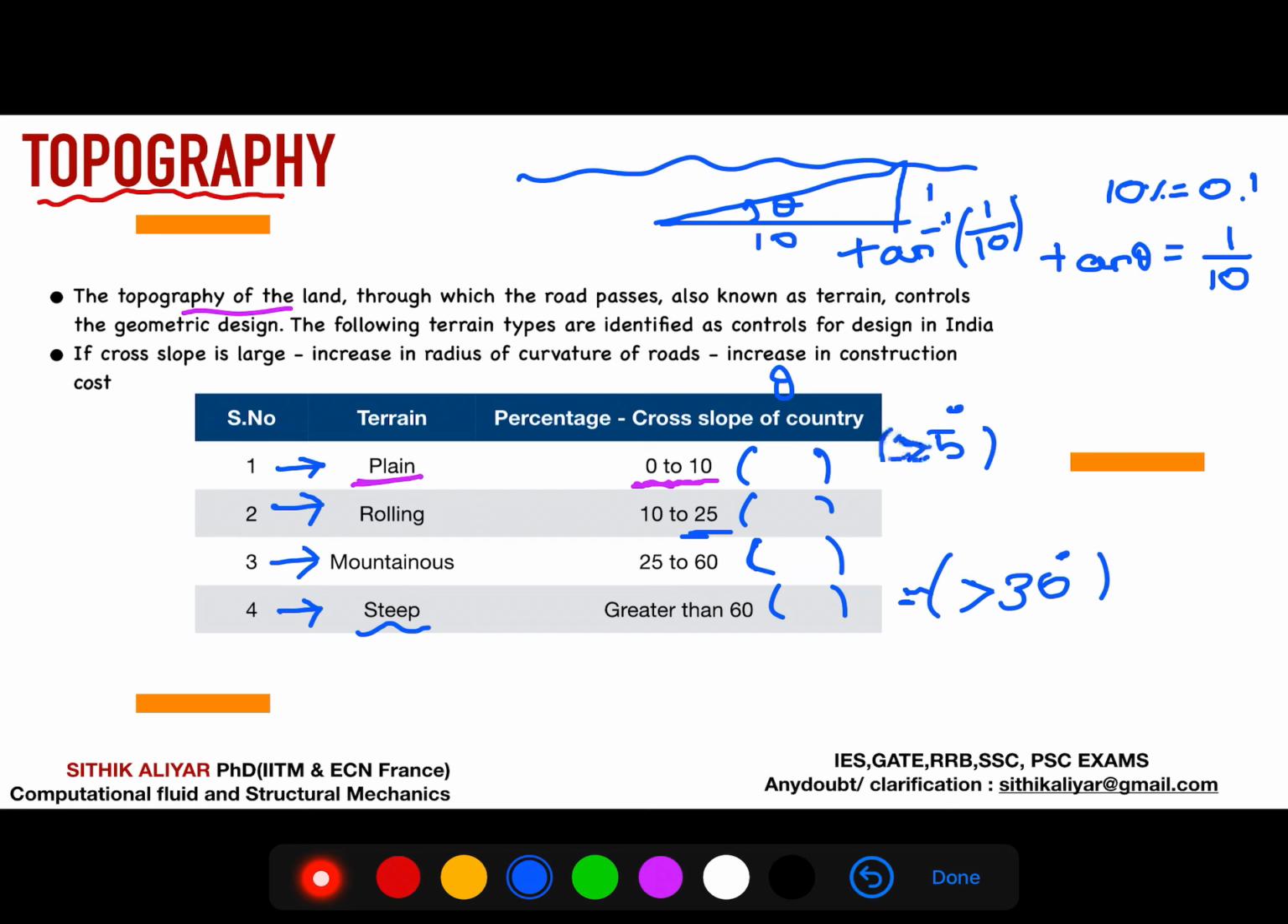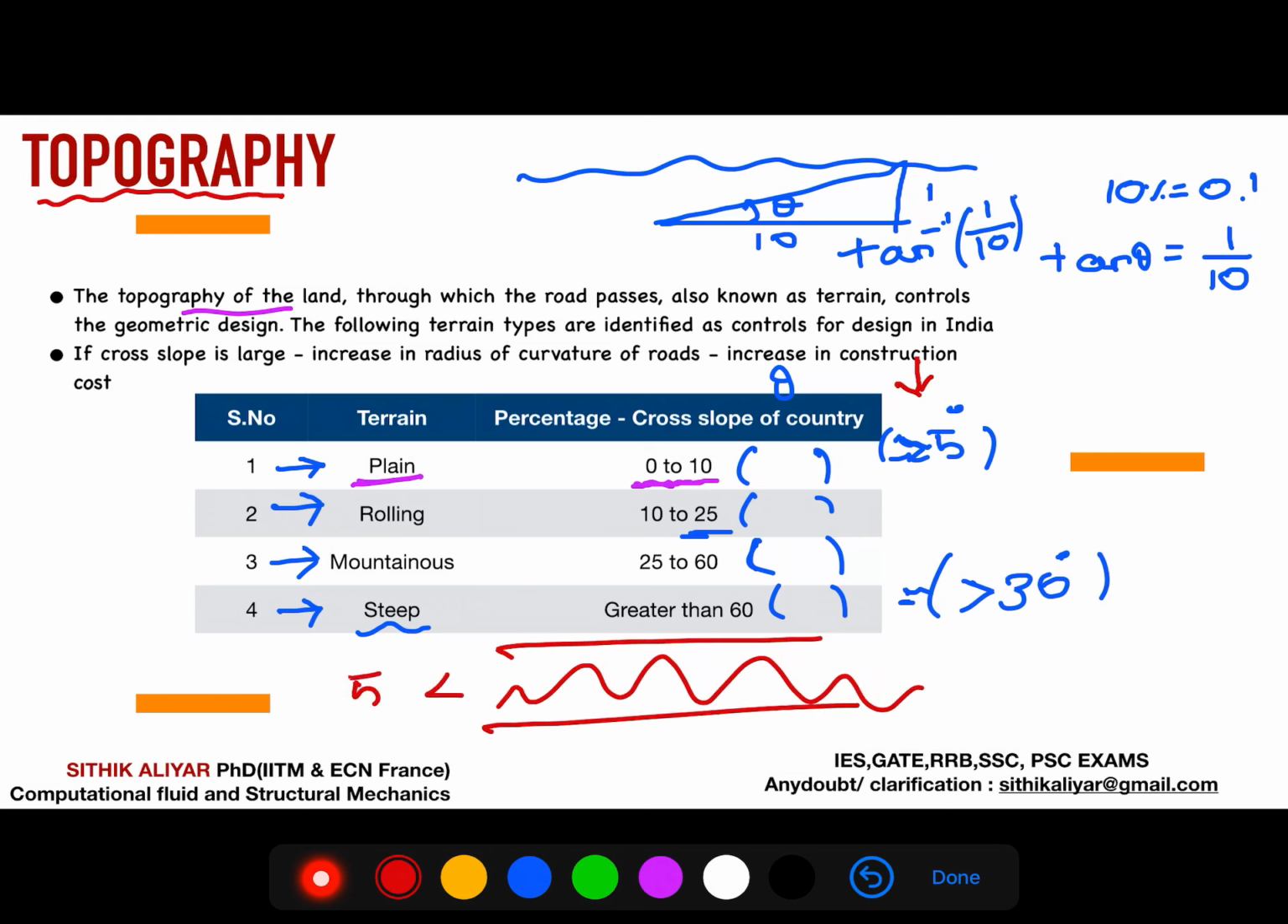If the variation is 5 degrees to approximately 15 to 20 degrees, it will be rolling. 20 to 30 degrees will be mountainous. Greater than 30 degrees will be considered as steep. I am giving you this theta for your understanding. If the topography variation is less than 5 degrees, it is considered plain topography. In that range I am giving you.